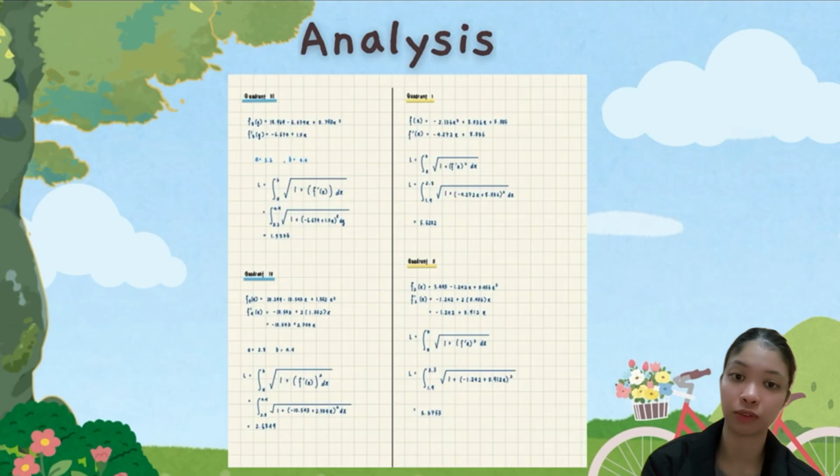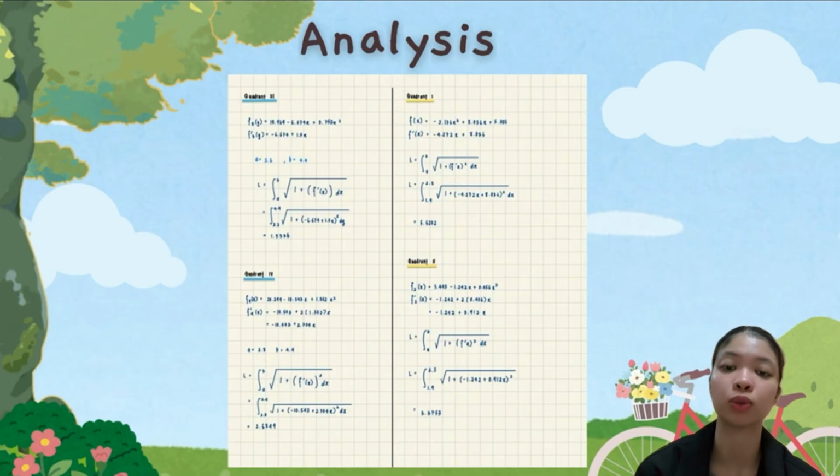Moving on to the analysis phase where the actual mathematical computation takes place. To make the analysis manageable, we divide the lake boundary into 4 sections. So for each section, there will be quadrant 1, 2, 3, and 4. For each quadrant, the arc length is calculated using the standard calculus formula, which is L equals the integral from a to b of the square root of 1 plus f prime (x) squared dx.